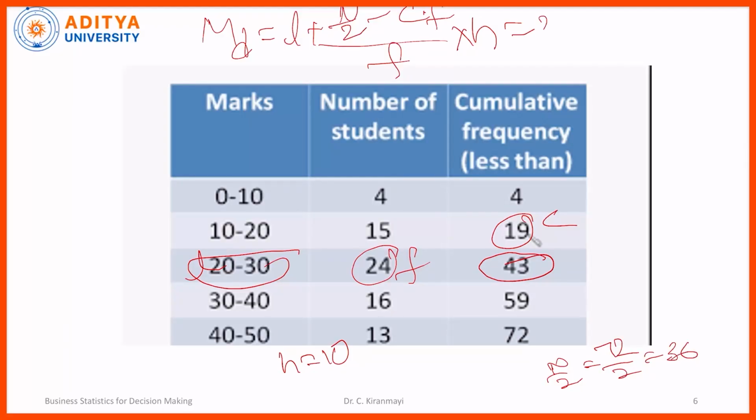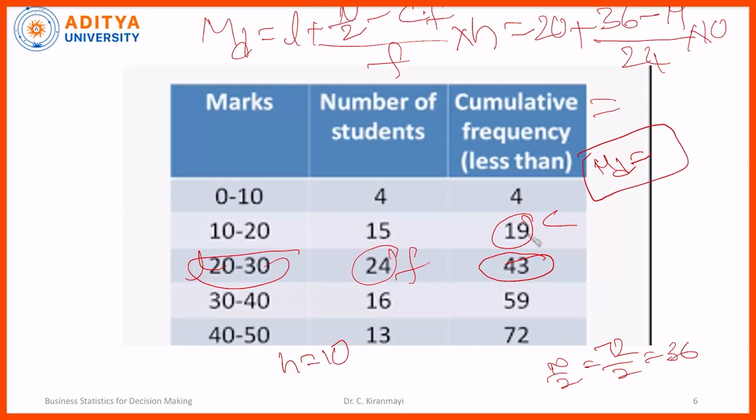So, L is 20, 20 plus 36 minus the cumulative frequency preceding the median class, which is 19, by the frequency of the median class, which is 24, into the height of the class. So, after computing we will obtain the value of the median. So, this is how we can compute the median in case of a grouped distribution.